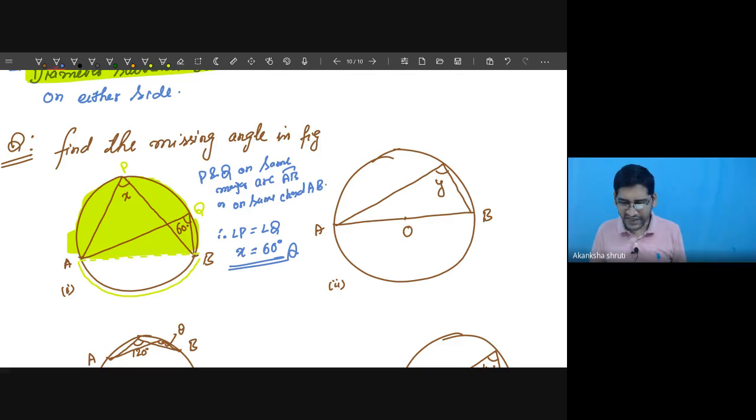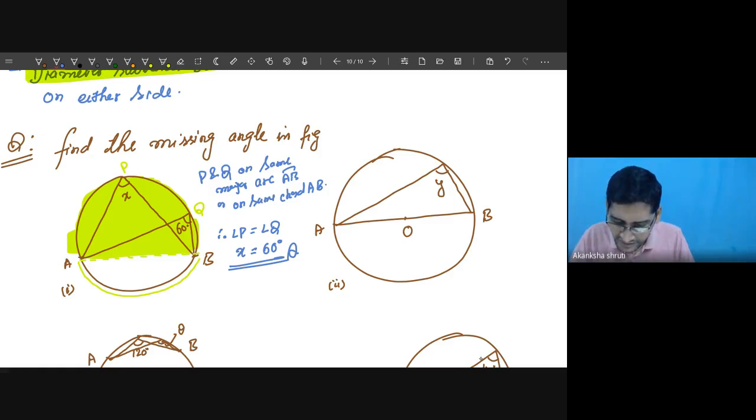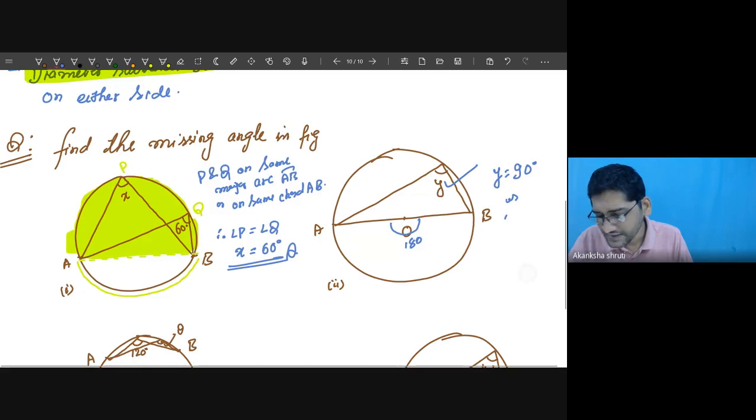Now coming to the second one. What is the value of Y? 90 degree. Good. So here at the center, it is 180 degree because it is denoted O. So it is at the boundary. So Y is equal to 90 degree. What is this? Semicircle, students.